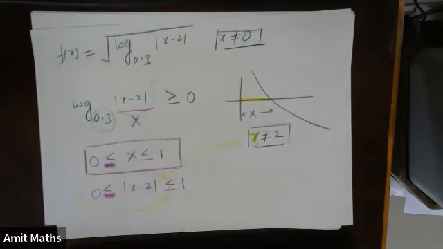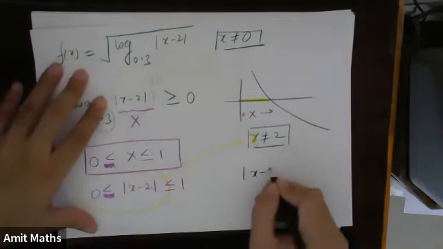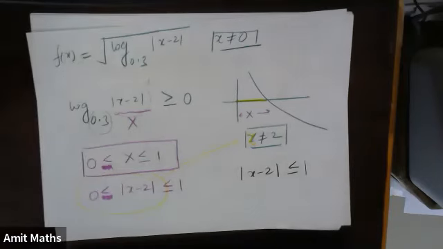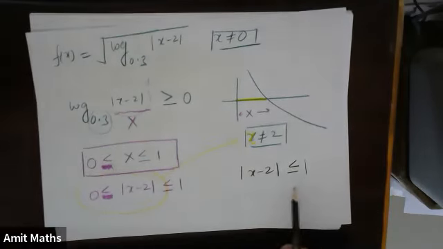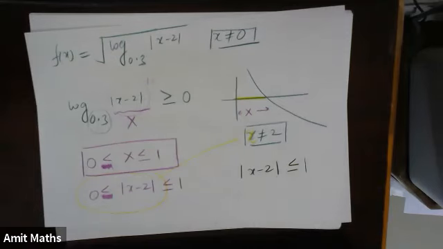Now, the only part which is left for me to solve is that mod of x minus 2 is less than or equal to 1. Mod of x minus 2 should be less than or equal to 1. Now, I have to solve this part.